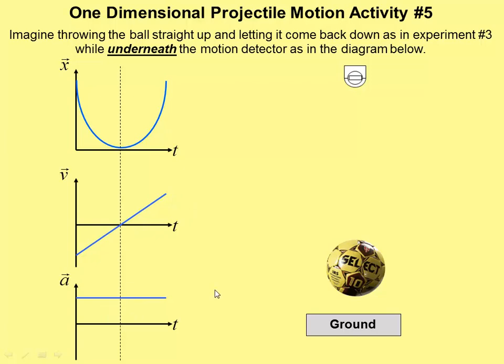Now you might say, wait a minute, I thought the acceleration was always negative. Well, that's when the motion detector is on the ground. Yes, gravity is still the net force acting on the ball the entire time, and gravity still acts down towards the ground. But down towards the ground is away from the motion detector, and therefore the motion detector thinks of it as a positive acceleration.